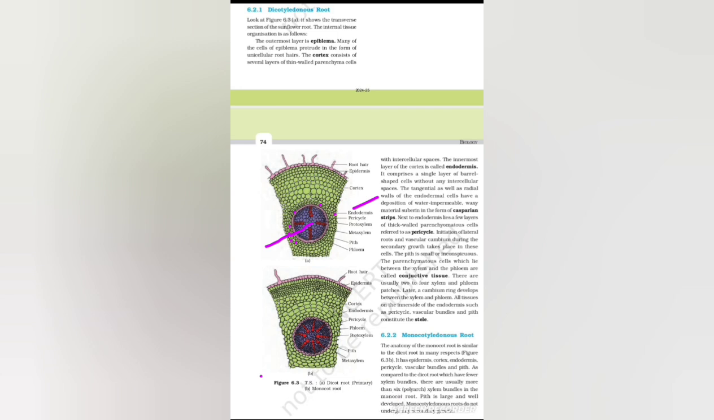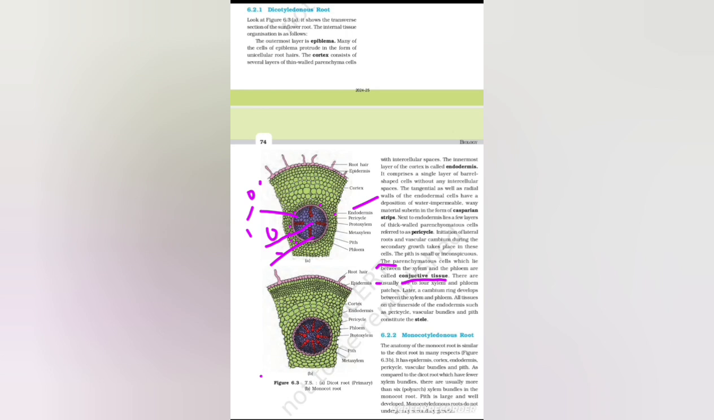The parenchymatous cells which are present in between the xylem and phloem are called conjunctive tissue. So what is conjunctive tissue? The parenchymatous tissue which is present in between the xylem and phloem is termed as conjunctive tissue. There are usually 2 to 4 xylem bundles present in dicotyledon roots, and a cambium ring developed between the xylem and phloem.